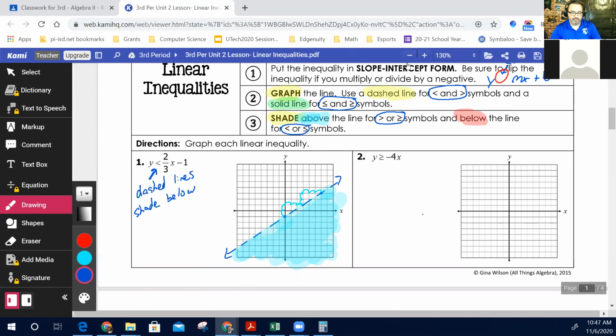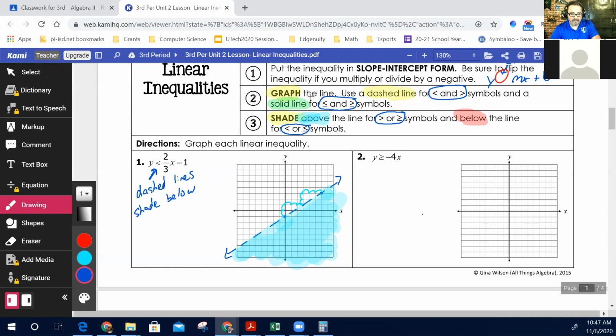The first step is to change the inequality into the form of slope-intercept. So you would typically be solving for y. We have y on the left. On the right side of the inequality symbol, we have mx plus b, where m is your slope and b is your y-intercept. Now, when you're solving for y, make sure you take into account negatives. Be sure to flip the inequality if you happen to multiply or divide by a negative. You're going to flip that inequality symbol.